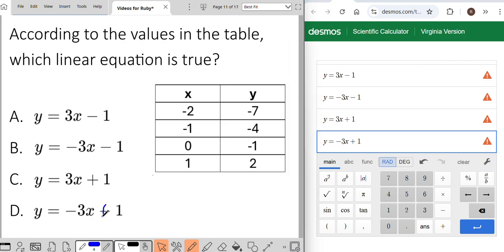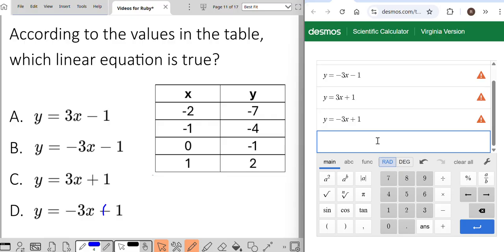Okay? All right. So now we have this table. So we know that the equation that is going to work for this table has to have an x of negative 2 that gives you a y of negative 7. So let's just start there. If my x equals negative 2, this one gives me 7. Well, that's good news.